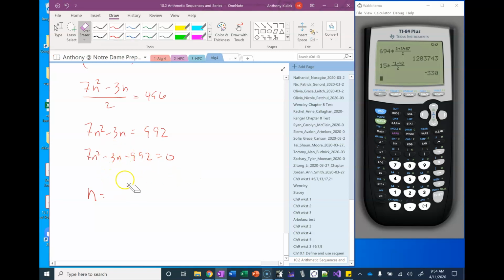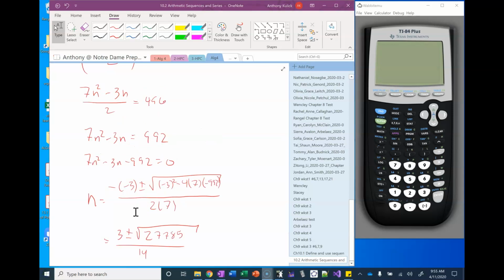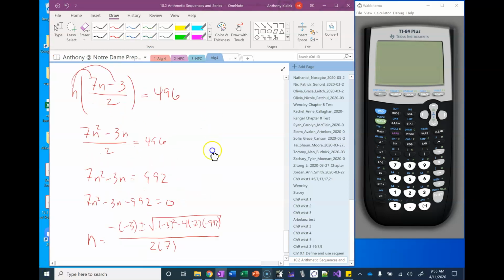Oh my goodness, let's try this again. So I have negative b plus or minus the square root of b squared minus 4 times a times c all over 2 times a. So that's 3 plus or minus, and then I have 27785 over 14, and the square root of that is not a whole number. What happened here? I made a boo-boo here. I apologize profusely.